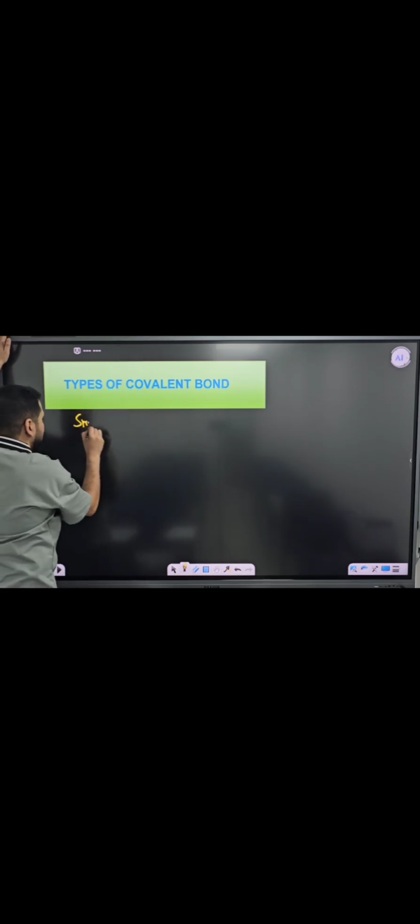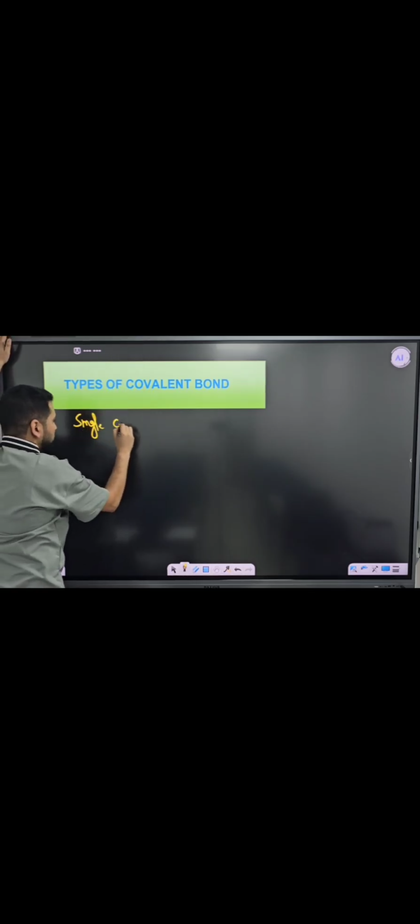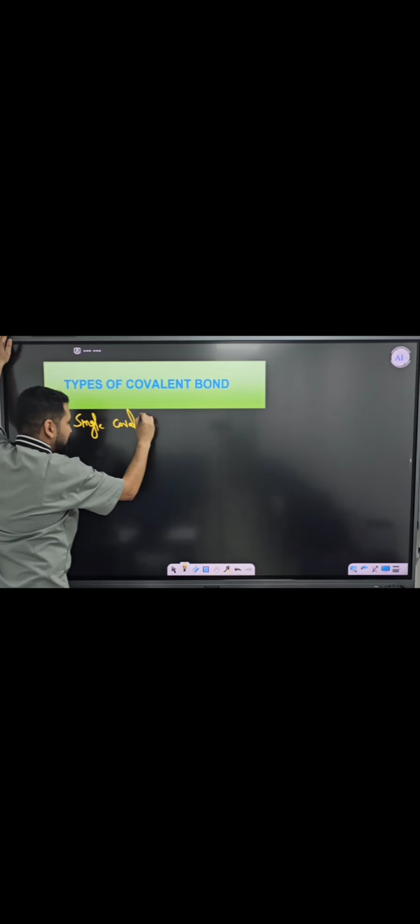Right? Now, types of covalent bonds. Let me make you understand. We generally have 3 types of covalent bonds: single covalent bond, double covalent bond, and triple covalent bond. I'll be starting with the single covalent bond, and I'll make you understand directly with the help of an example.